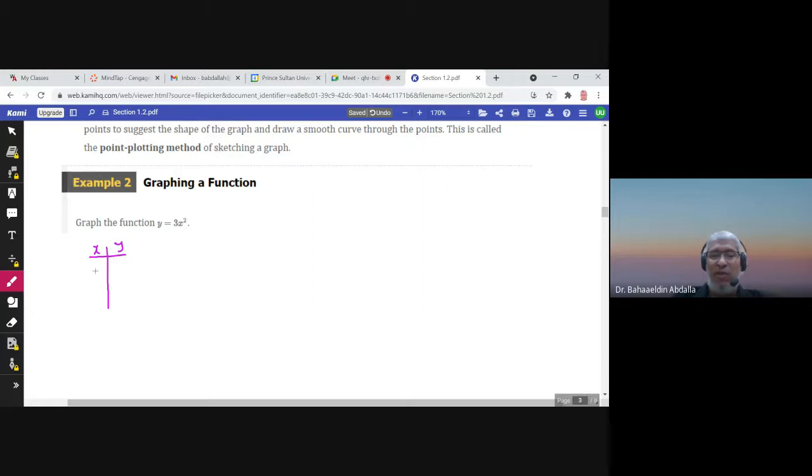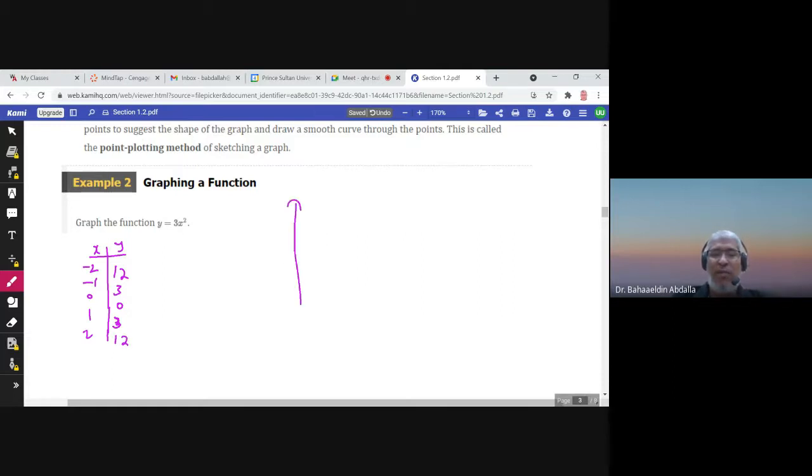to sketch the graph. So for example, I can choose from -2 to 2, or even more than that, from -3 to 3, from -5 to 5, as you wish, until you understand the graph, until you figure out the graph of this function. So if you replace x by -2, -2 squared would be 4 times 3, y would be 12. If you replace x by -1, -1 squared is 1 times 3 is 3. If you put x 0, y would be 0. If you put x 1, 1 squared times 3 is 3. If you put x 2, 2 squared times 3 is 12.